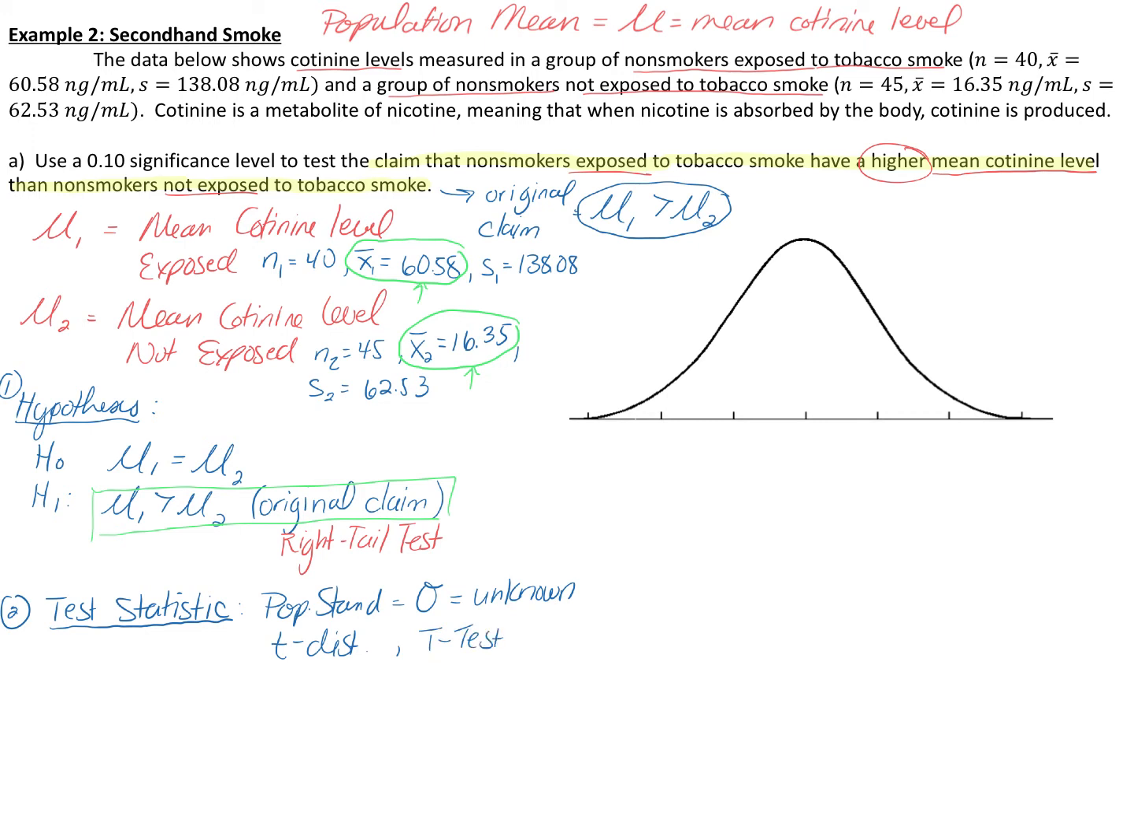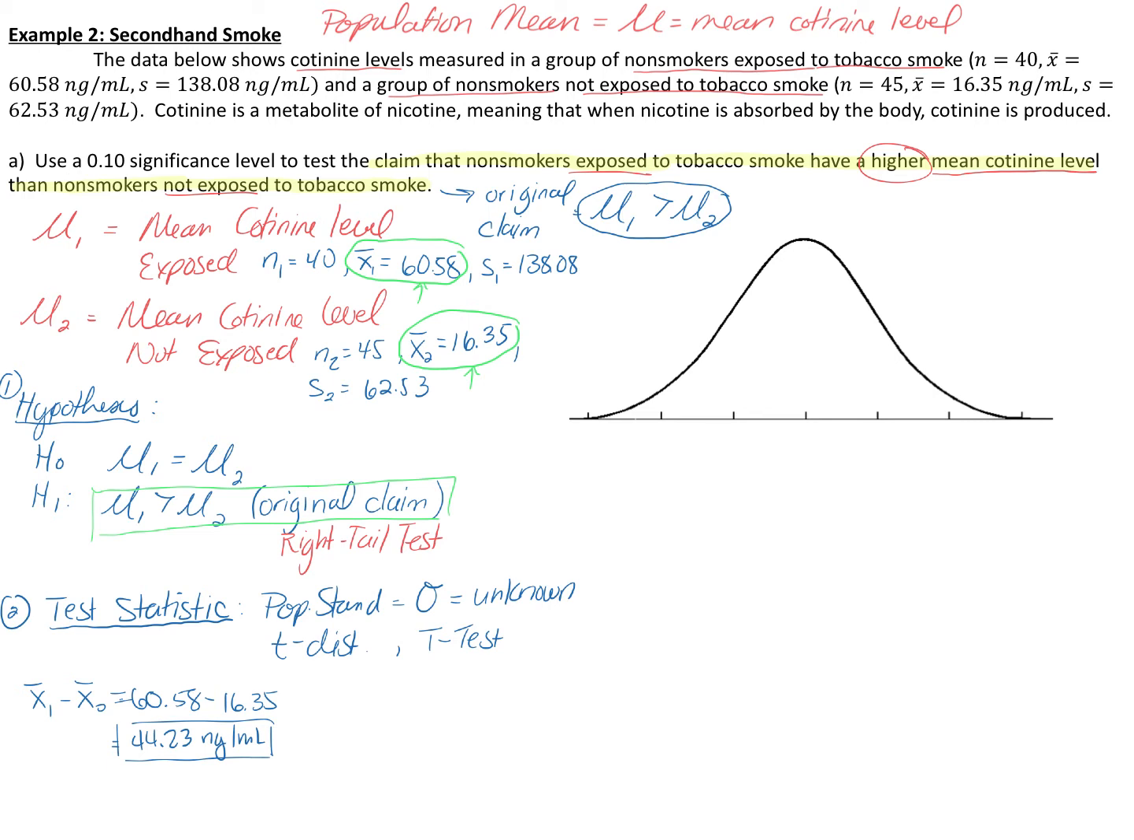All right, so first thing is, let's go ahead and see what the difference is between the two sample means. So if we do the subtraction, 60.58 minus 16.35, we see that that is a difference of 44.23 nanograms per milliliter. Okay, so it is a positive value, so we expect that the test statistic is going to be on the right tail of the t distribution.